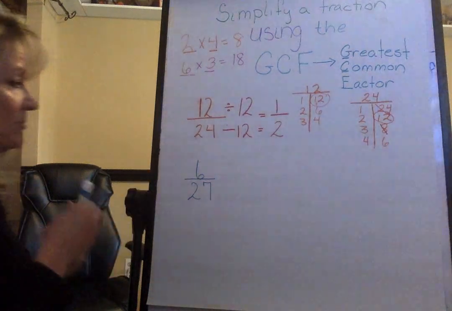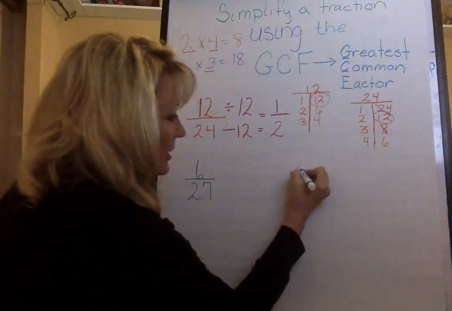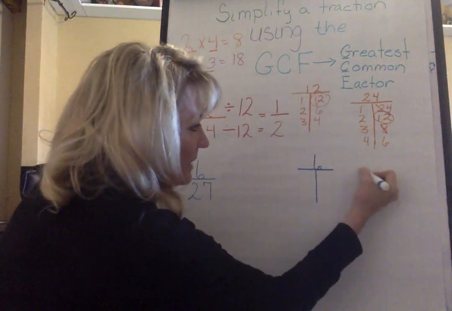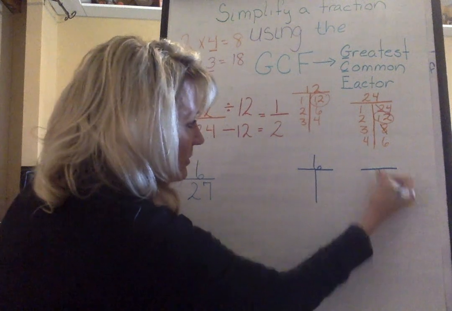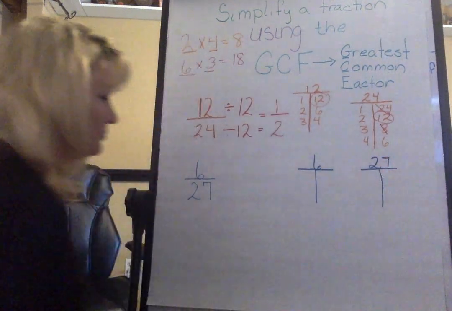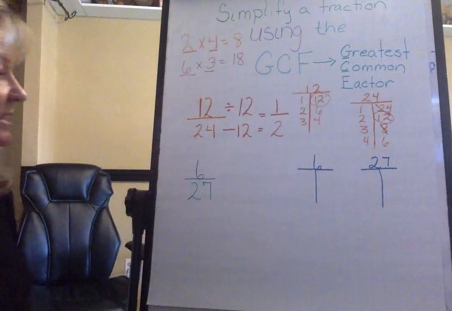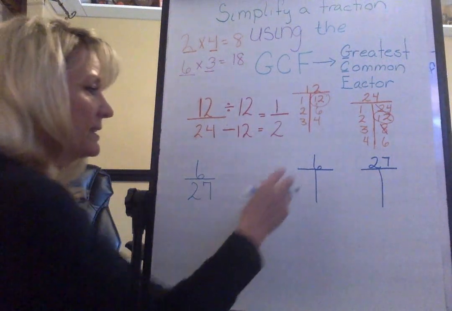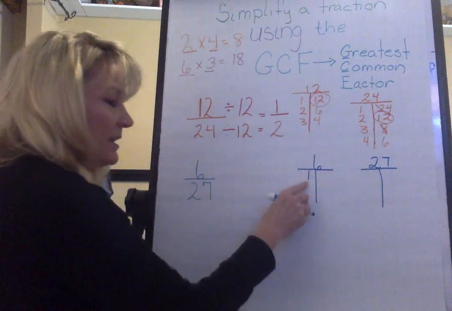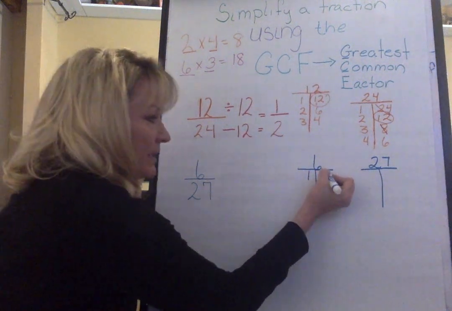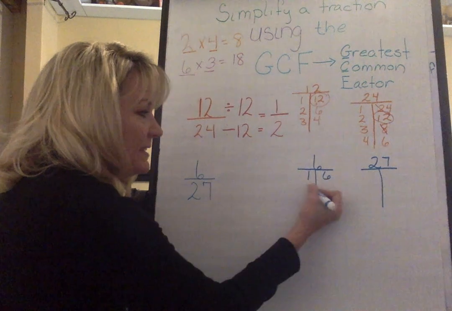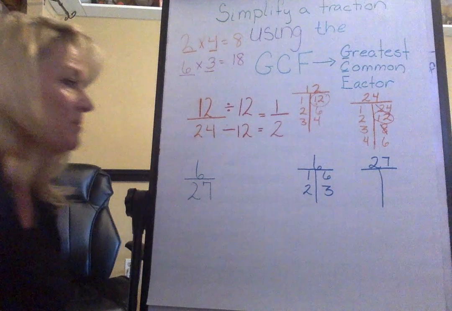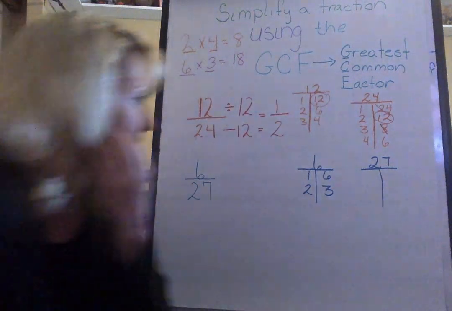So again, I'm going to do my 2 t-charts. I'm going to do a t-chart for 6. And I'm going to do a t-chart for 27. Okay? So when I do my T-chart for 6, I'm going to think of all the things I could multiply together to get 6. Well, every number can be multiplied by 1 to get itself. So 6 has 1 and 6. It's even, so it's got to be 2 times something. It's 2 times 3. Those are my factors for 6.